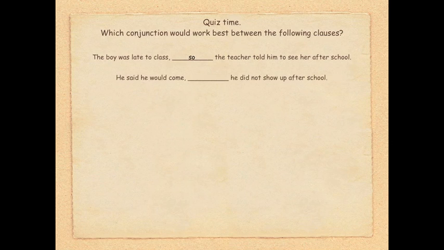He said he would come. He did not show up after school. That sounds like a contradiction, so but. He sat smugly in his seat the next day. Well, that's not good. He refused to do his assignments. Well, we're building on an idea from the first independent clause, so and.